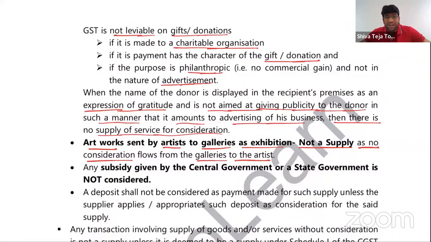Very interesting point. So for example, take the case of temples, where we go to a temple and make some donations, and out of love and affection or out of gratitude, they might display my name. Shiva Teja donated 10 lakh rupees, or 1 lakh rupees or 10,000 rupees, whatever it is. They mention that. Now I did not donate because I want to get any commercial gain. But if I tell them I'll give you this much money, but you have to display my name, my phone number, my address, that I'm at Shiva Teja classes, then indirectly I'm getting some benefit in the form of advertisement. Then it becomes a supply. So that's where they clearly said that if it is an expression of gratitude and it is not aimed at giving publicity, then it is clearly not a supply.